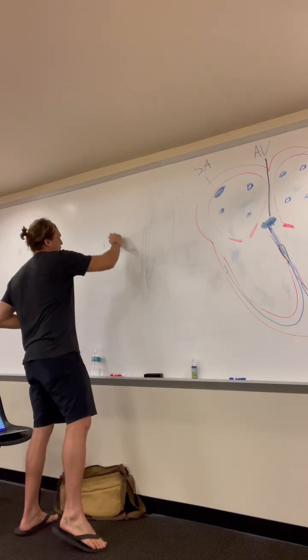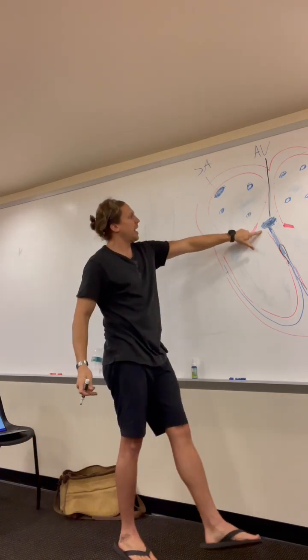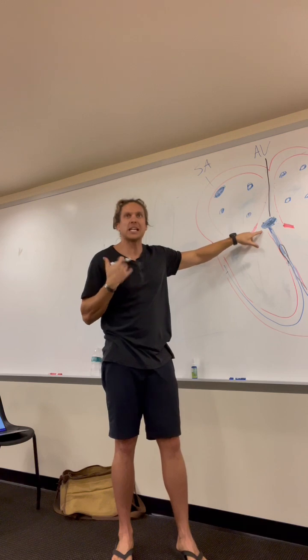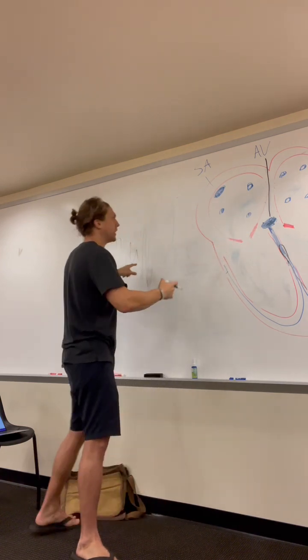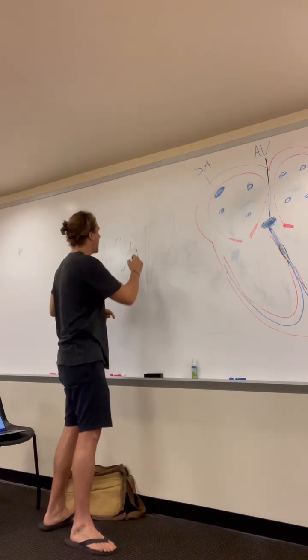So you get a bunch of quivering, okay? The AV node isn't letting all those impulses through because that's its job, okay? Eventually, it's time for the ventricles to beat and it lets one through.